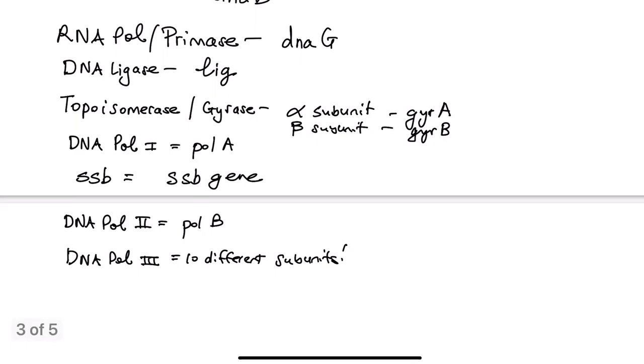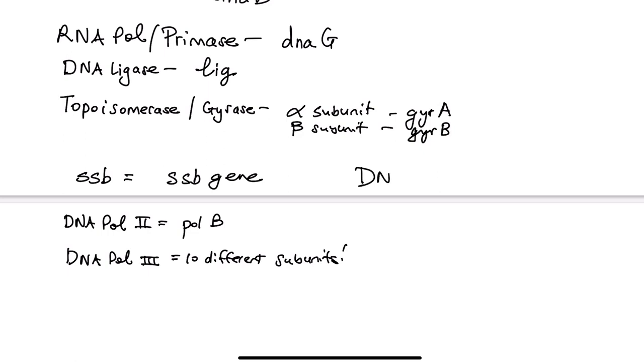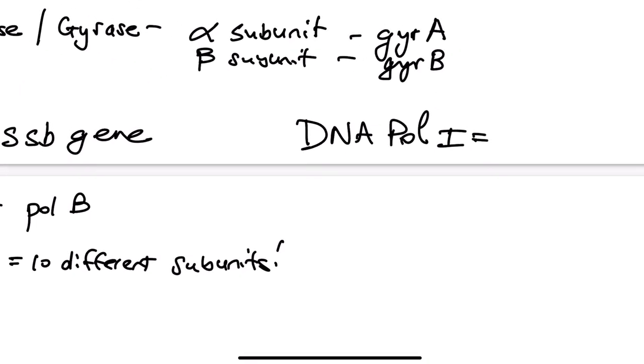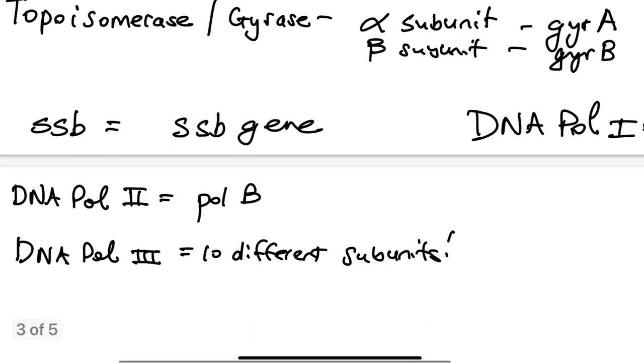Next up, let's look at our pole 1, 2, and 3. Let me move this one down here for us, and just replace that one there. There we go. We can put our DNA pole 1 up here next to it. This enzyme is sometimes also known as just pole A. DNA pole 2 is pole B, and then DNA pole 3 is much larger. It has 10 different subunits.